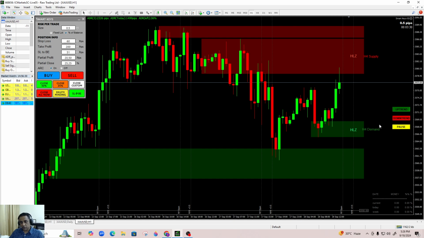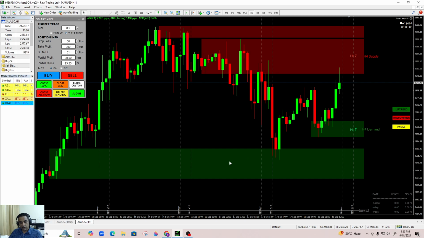This is all what we have for now. So we have H4 demand here. This is the H1 time frame, but we marked H4 demand here. We have H4 supply here. There's a high liquidity zone here that has already been tested once or twice, and we have a high liquidity zone here that has taken out this zone above. So we're gonna leave that there and see what happens there.